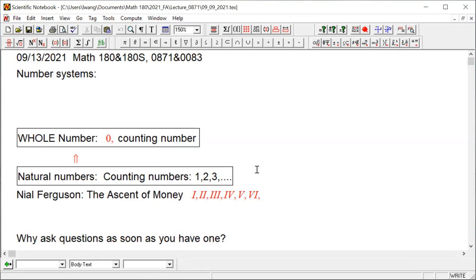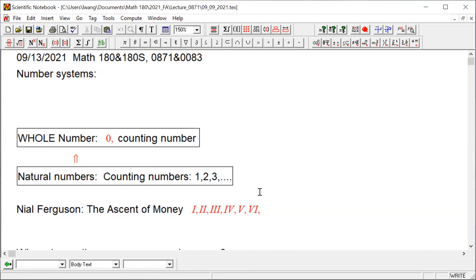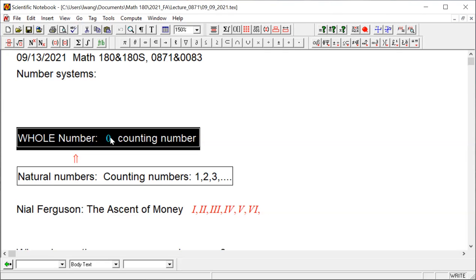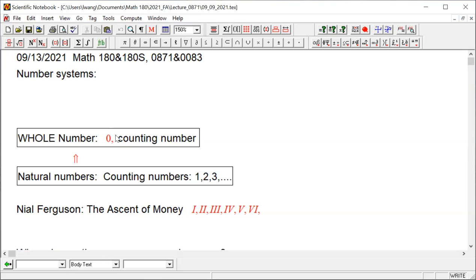All right. Now we discover 0. And so the discovery of 0 is a big event. It should be a big event in the history of mankind.